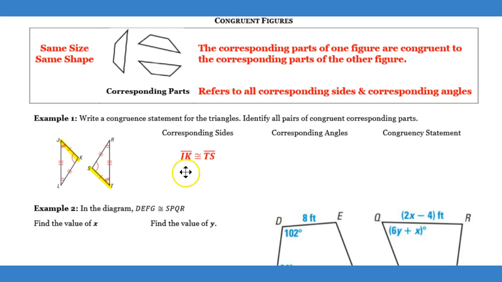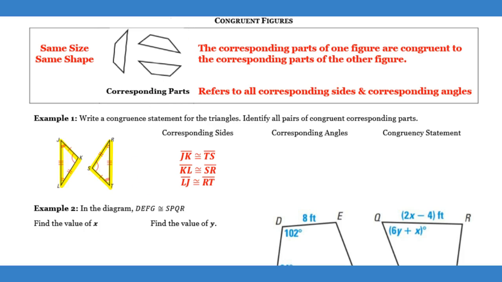Alright, so let's look at the other congruent sides. I've got KL. If I keep going around the triangle, KL is congruent to SR. And notice those sides have the same tick marks and my angles are the same. And then lastly, the third side, I've got LJ, and LJ is congruent to RT. So that's a list of all my corresponding sides.